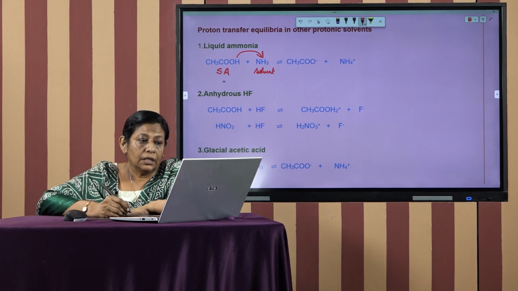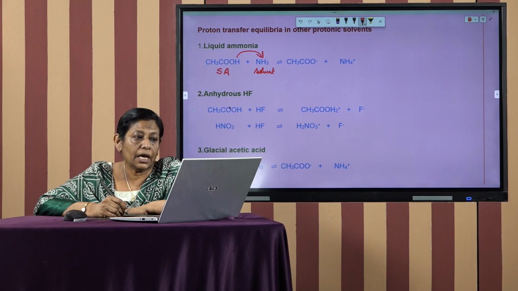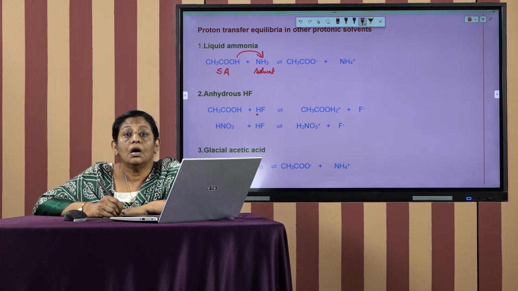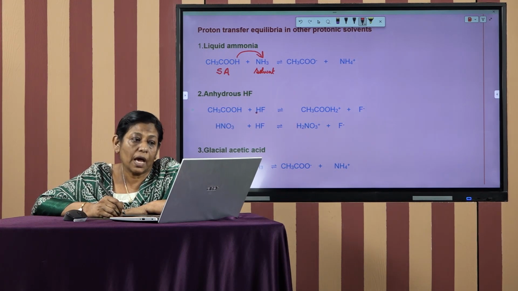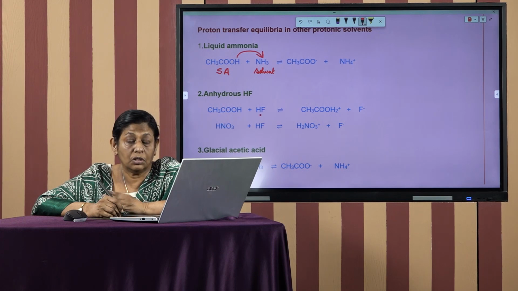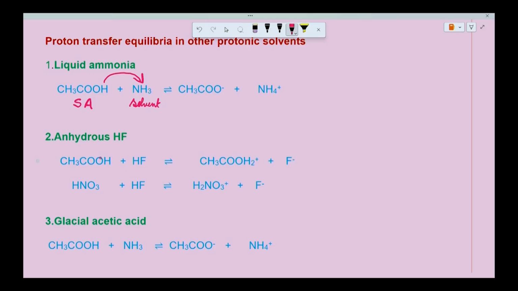Okay. In a similar way, for the same acetic acid, if I am taking it in hydrogen fluoride, what happens is hydrogen fluoride is a stronger acid than acetic acid. So, instead of accepting a proton from acetic acid, hydrogen fluoride gives its proton to acetic acid, and therefore here acetic acid acts as a base.